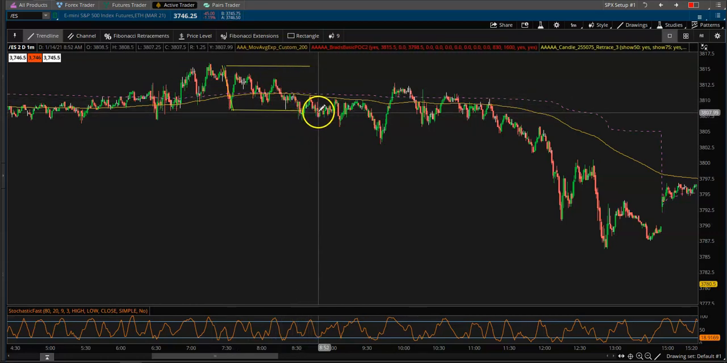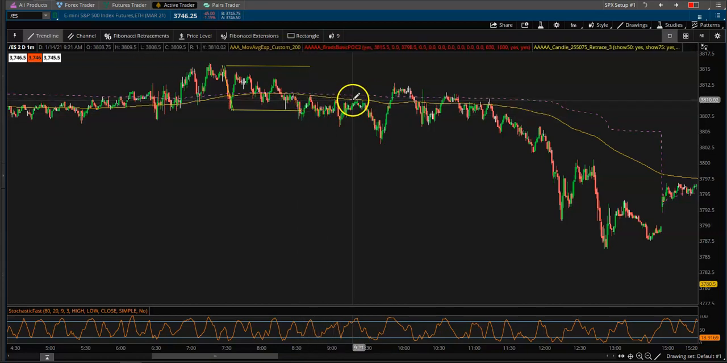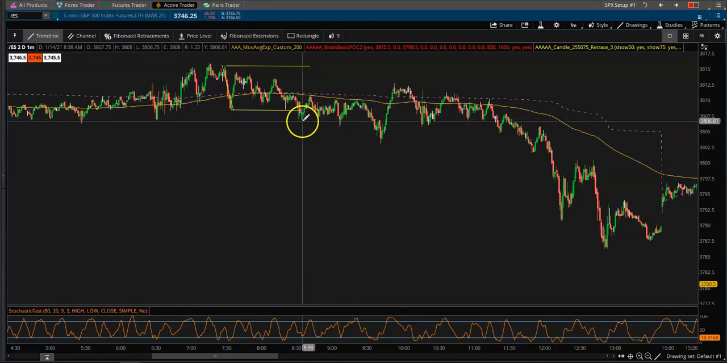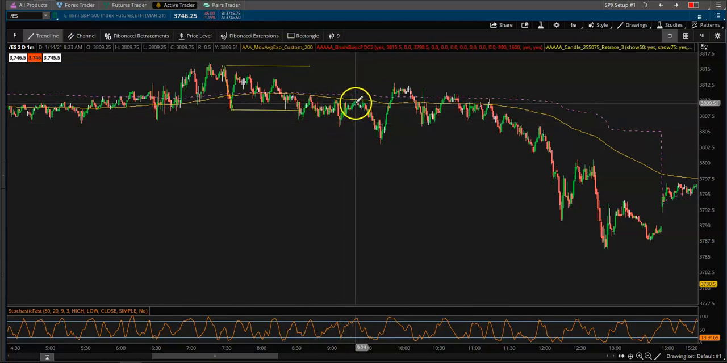Price rallies, fails, same thing, tries to rally, lower high, never breached that high, and then took out all these lows and then these, right? So now we have a low, a low, a low. We rally, never took out that high, right?